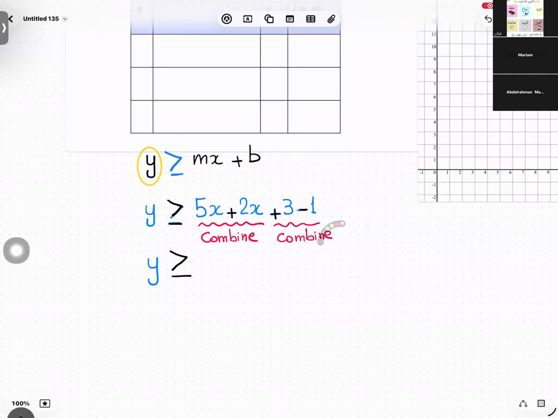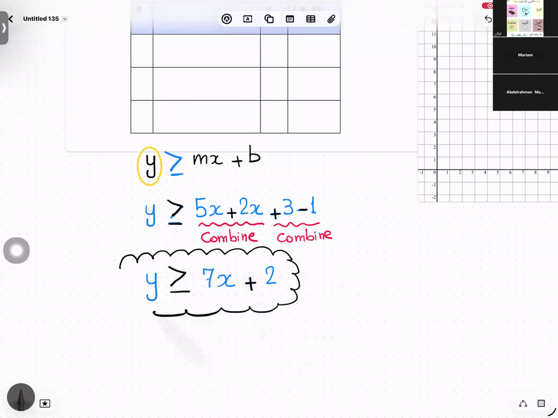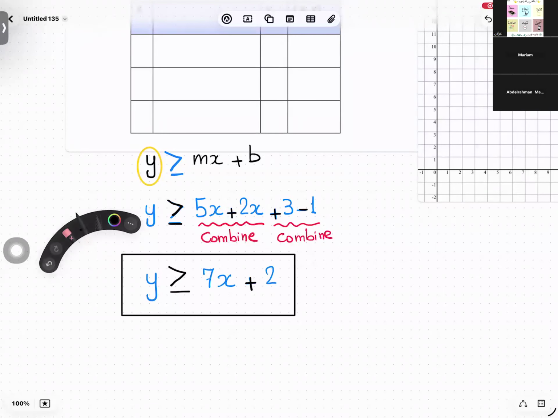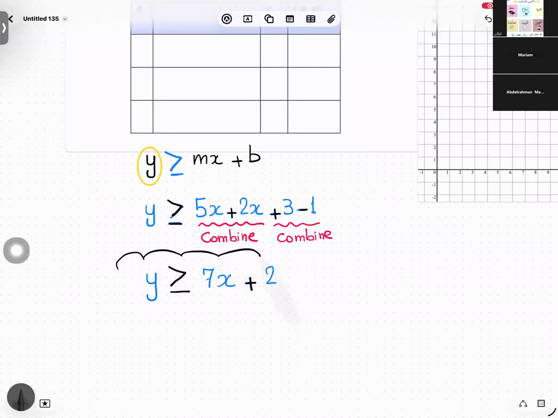And we need to combine also the numbers, the constants. So it would be how much? y greater than or equal to what? 7x and 2. Bravo. 7x plus 2. Now this is a linear inequality, clear and easy to be drawn.